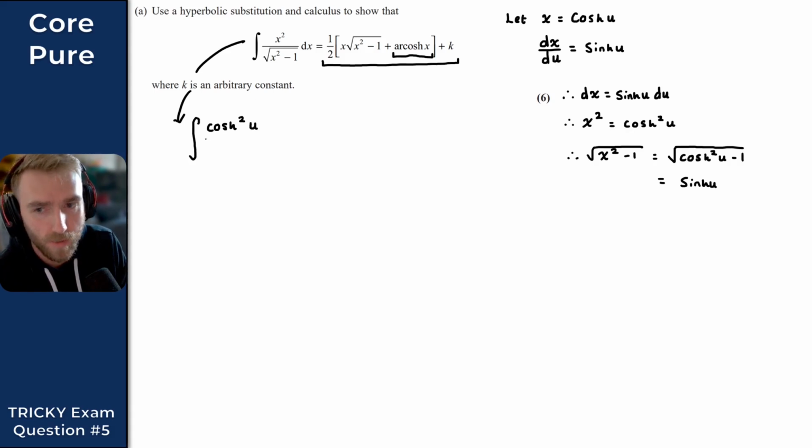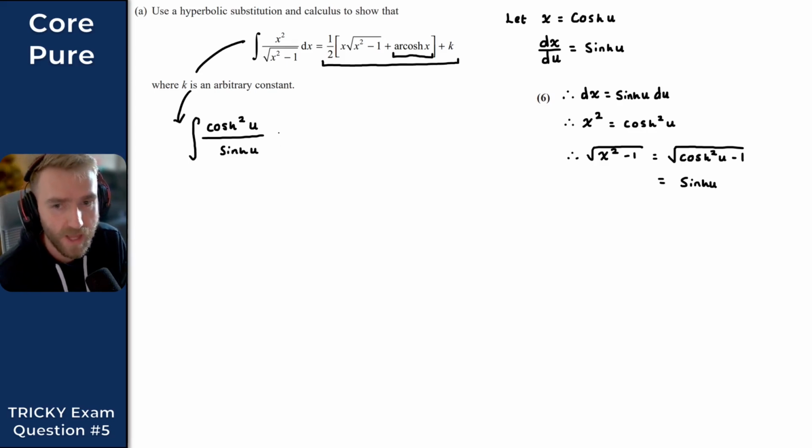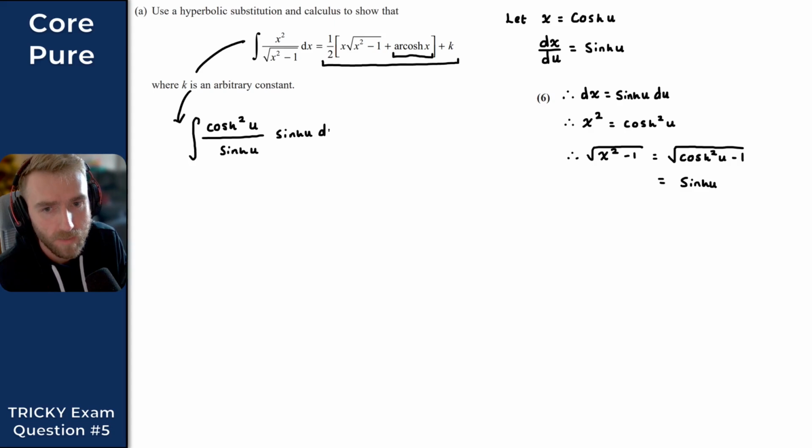So cosh squared u, that's all over the square root then of x squared minus 1, which is just simply sinh u here. So I've got cosh squared u over sinh u. And then we have dx here. But dx then is just simply sinh u du. So putting that all together then, we times this by sinh u du, just like that.